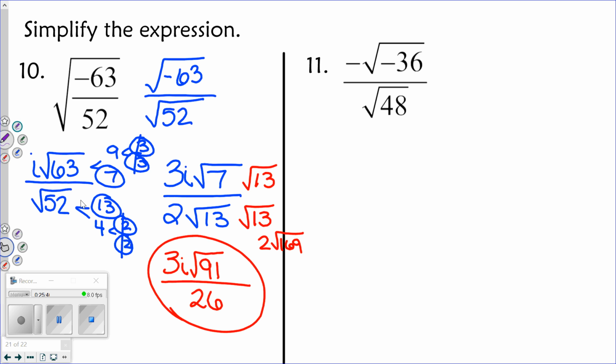Step 1, split it. Is it already split? It's already split. I don't have to do that. So step 2 is to simplify your radicals. Take the i out. Now, what is this? It's like a negative 1 sitting there. So really, it's like I have a negative 1i, radical 36.